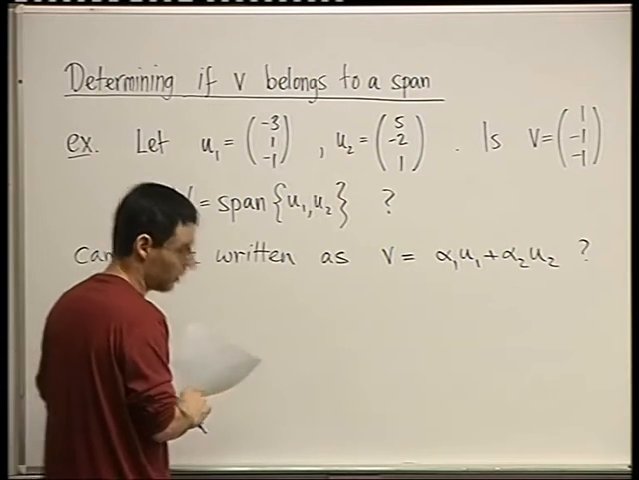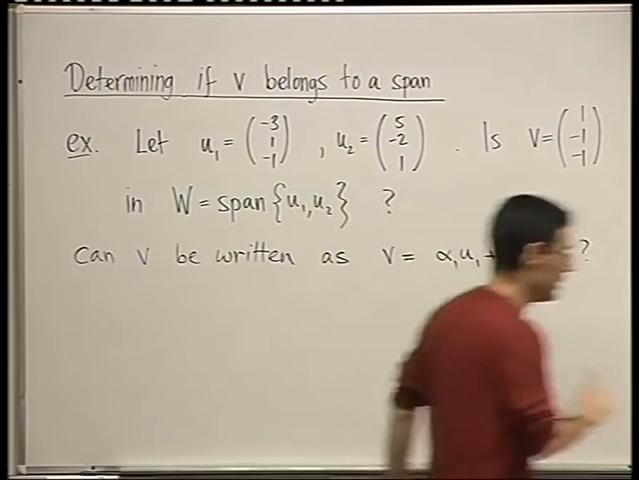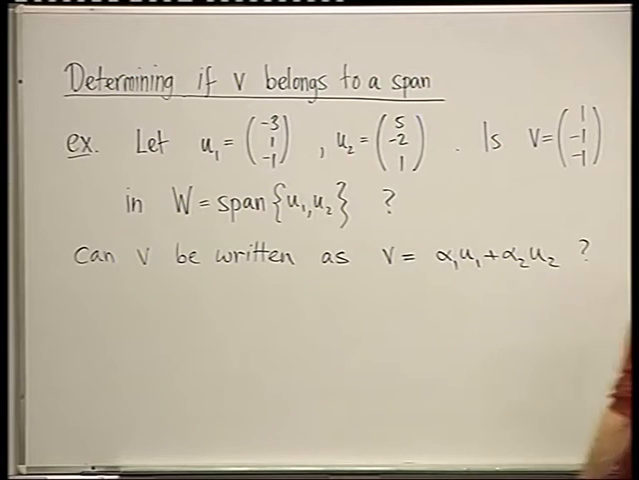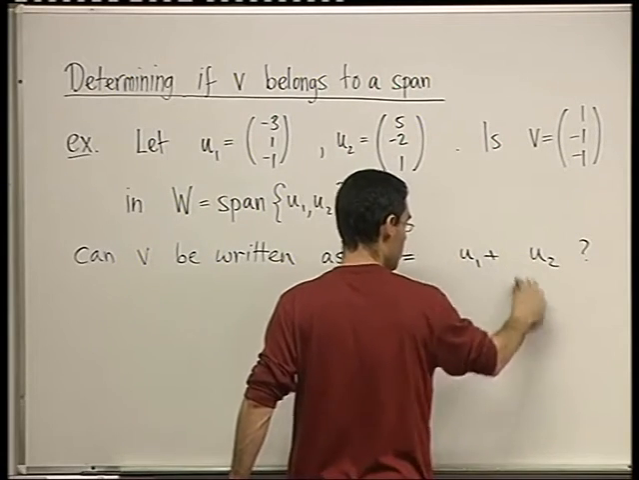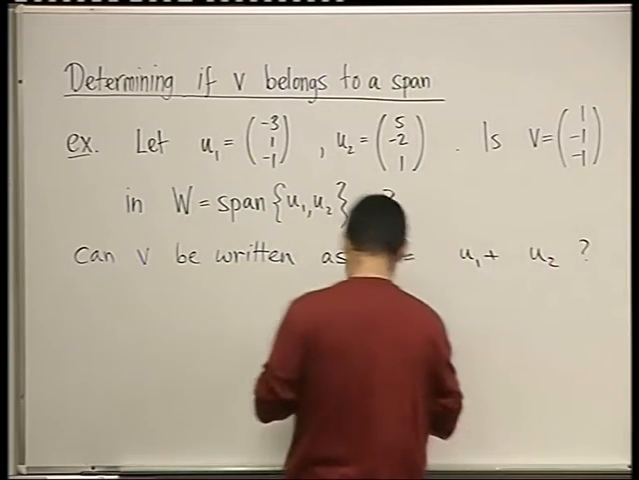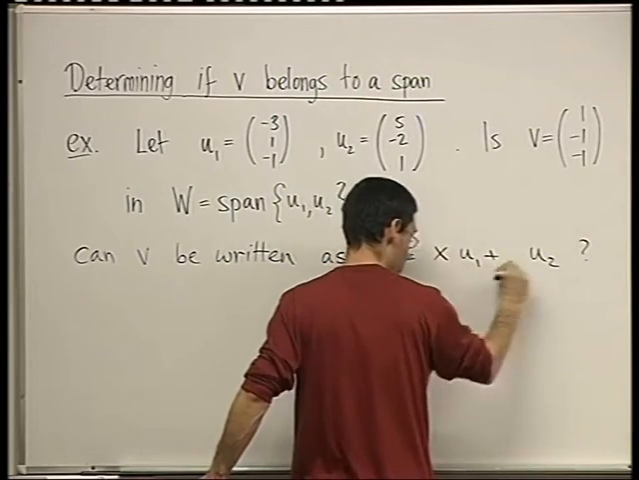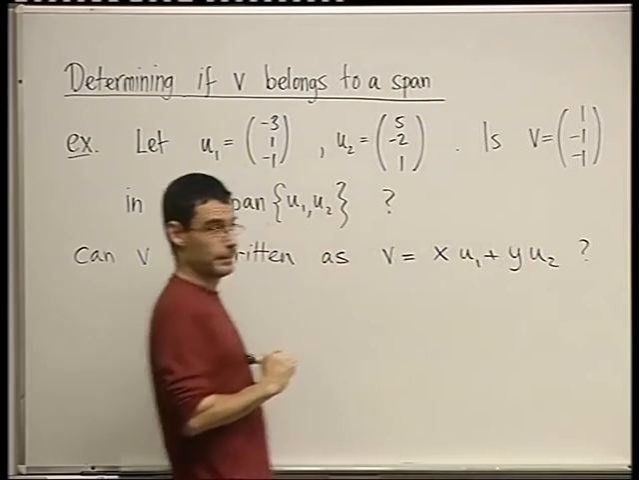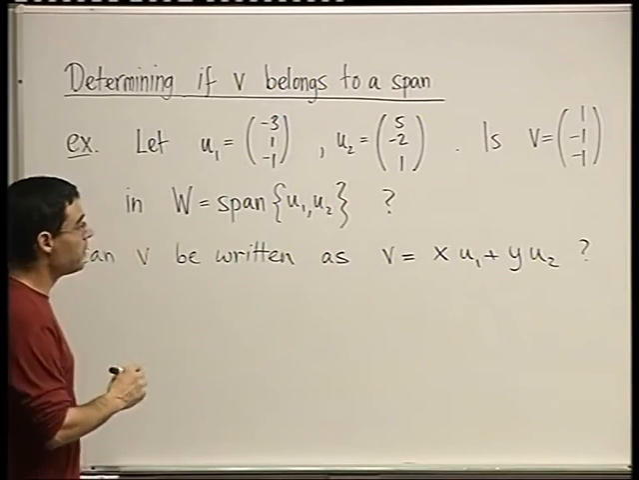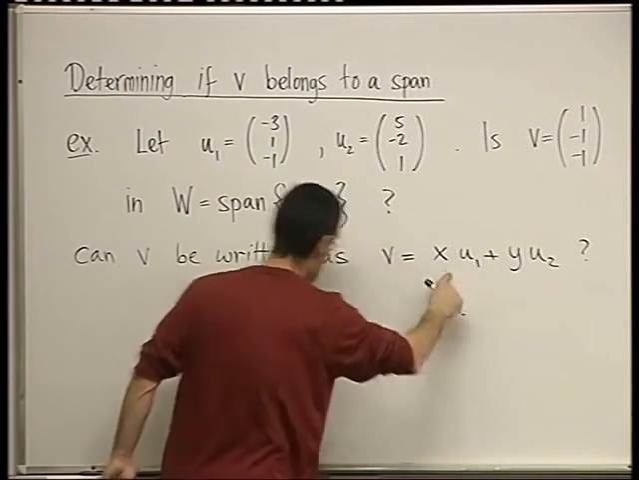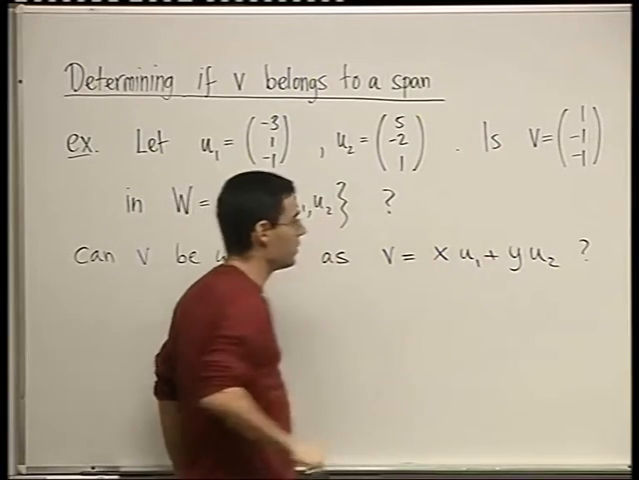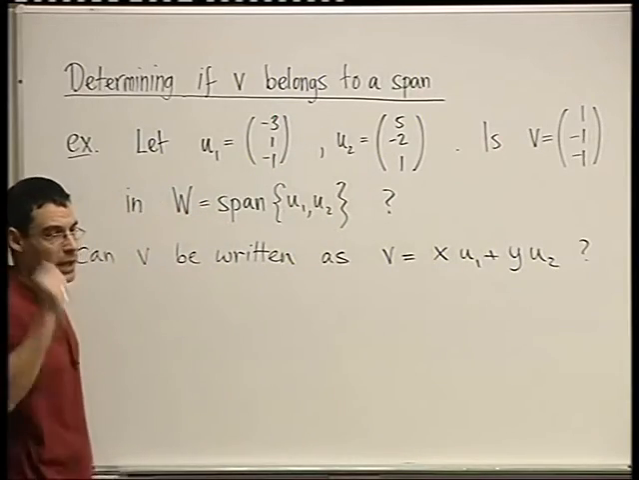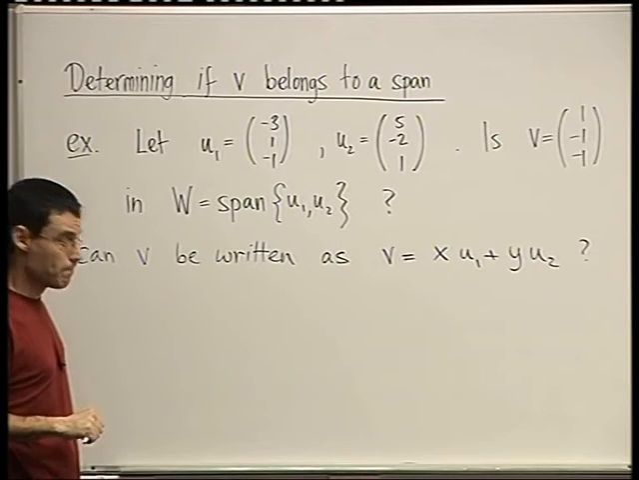Except there's one problem, that I want to be consistent with my notes, otherwise I might get confused, and I didn't use alpha 1 and alpha 2, for reasons that you're going to see in a minute. I called them x and y. Can you live with that? So can v be written as a linear combination of these two generators? Can v be written as some x times u1 plus y times u2?